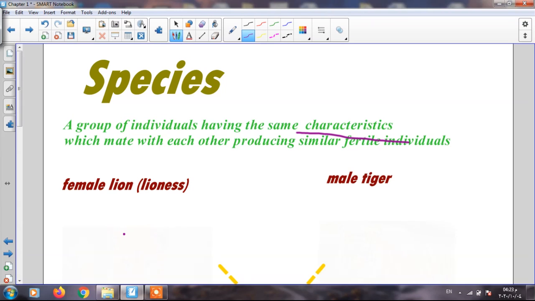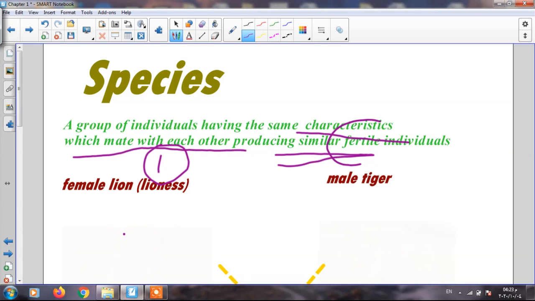Number one, they mate with each other. This is number one. And they produce individuals similar to their parents, and they are fertile. What is meant by fertile? I mean they can reproduce like their parents.